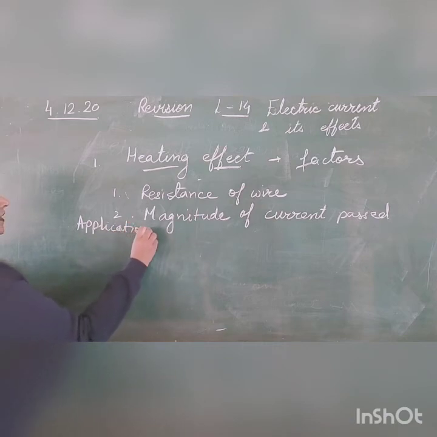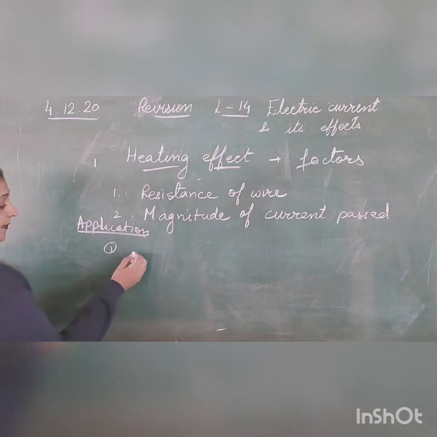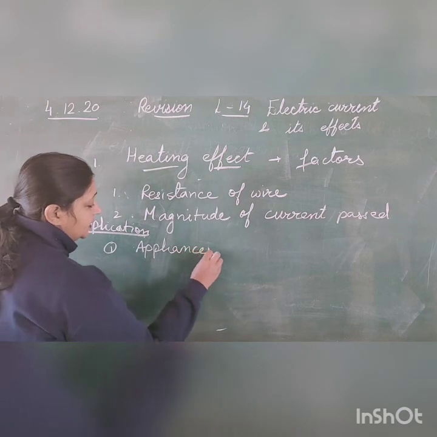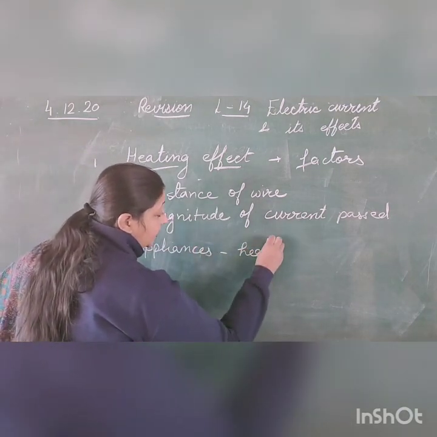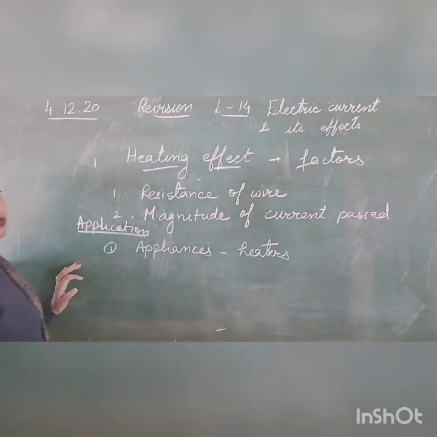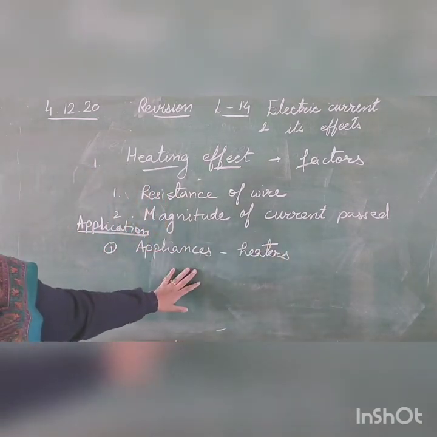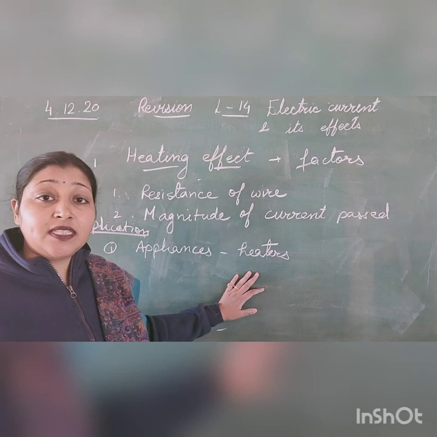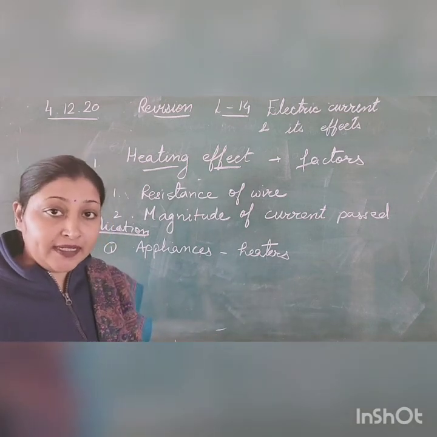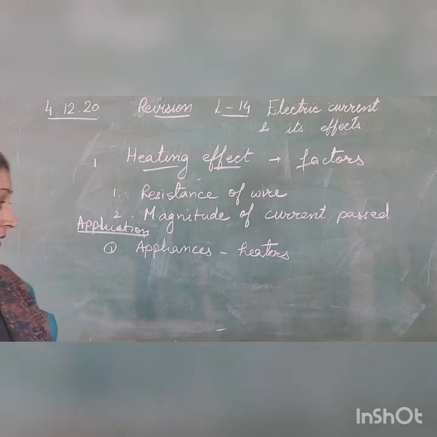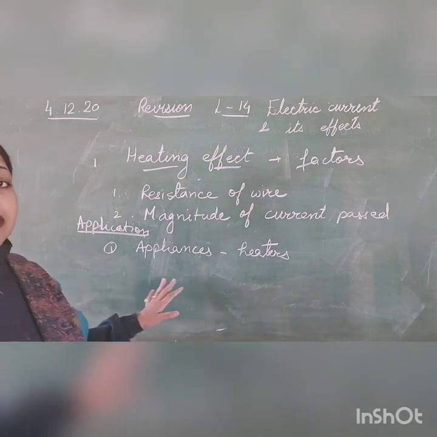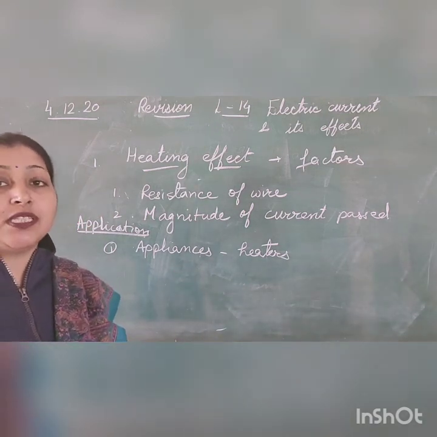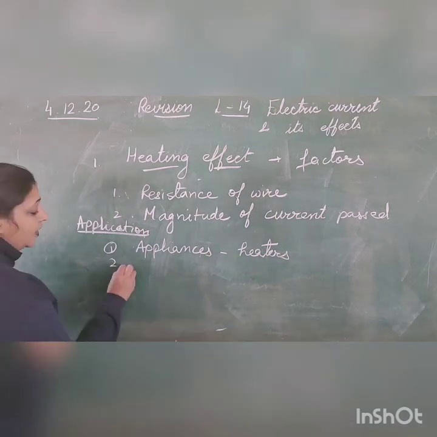Application number 1, heating appliances. Electrical appliances like heaters, right? Then tandoors. There are electric tandoors also. Ovens are there. Electric geysers are there. These all are appliances which use nichrome wire inside them that heats up the material. When it heats up, it means it is used as heat energy. It produces heat.